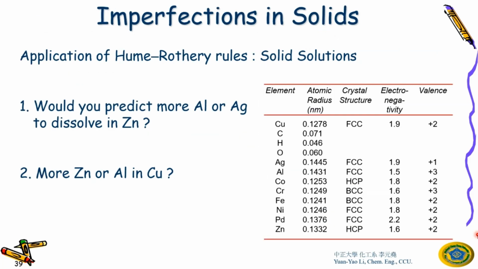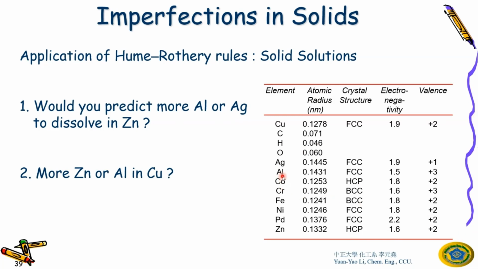Right. In your final exam, this type of question will show up in your exam paper. I would say probably 100% it will show up, so please remember. The question here is: would you predict more aluminum or silver to dissolve in zinc? Which one? I will give you a table like this, and you need to find the correct answer.